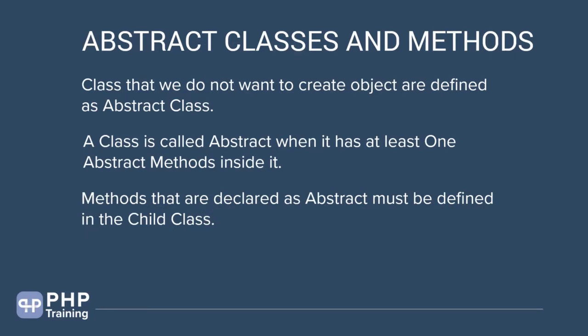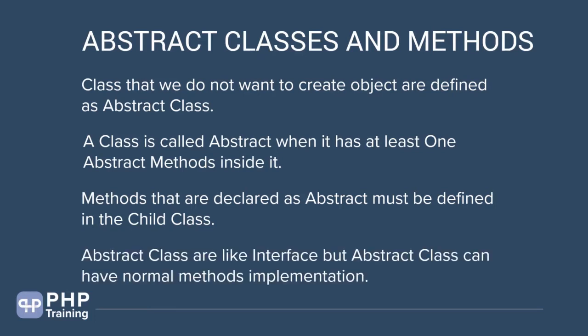The methods that are declared as abstract must be defined in the child class. So if a class extends from an abstract class, then that class has to implement the abstract methods. You'll understand this more when we do an example. Abstract classes are like interfaces. It's exactly the same concept, but an abstract class can have normal method implementations. This is the only difference between an interface and an abstract class.